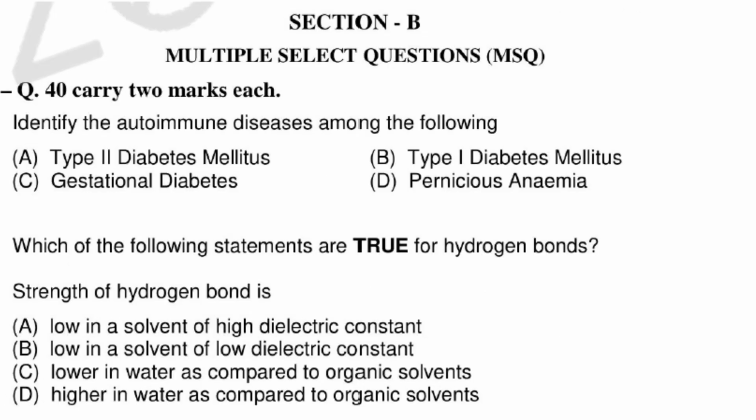Then comes the multiple select questions. Identify the autoimmune disease among the following. So two options in this question are correct. Type 1 diabetes mellitus and pernicious anemia. They both are autoimmune diseases. Type 1 diabetes mellitus is the autoimmune destruction of the beta cells of the pancreas. That is type 1 diabetes mellitus.